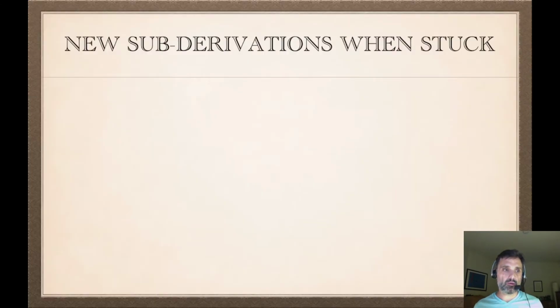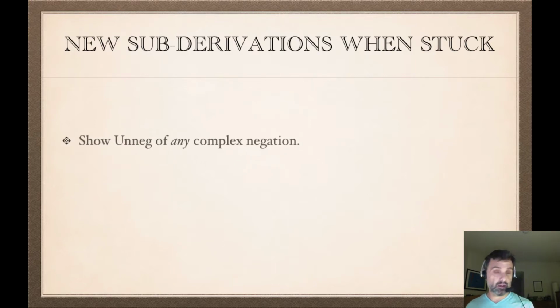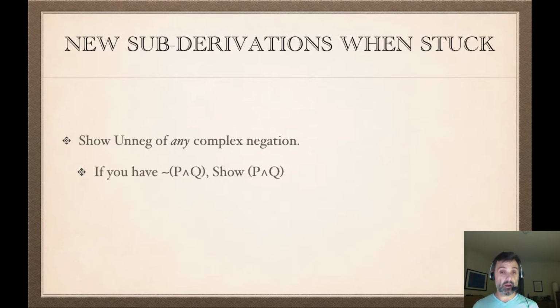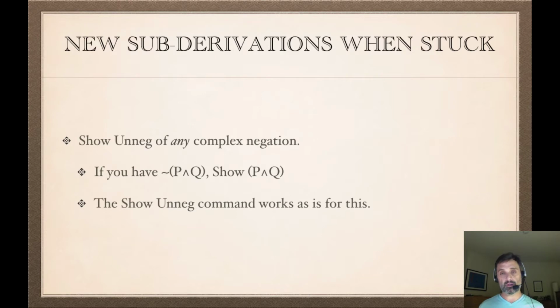Okay, so the main thing we're going to talk about in this video is new subderivation strategies. So you can do show unneg of any complex negation. So if you have not (P and Q), if you have a De Morgan's rule derived, you might have one that you could apply to this, but otherwise you could show (P and Q), and the show unneg command would work just as is for that.